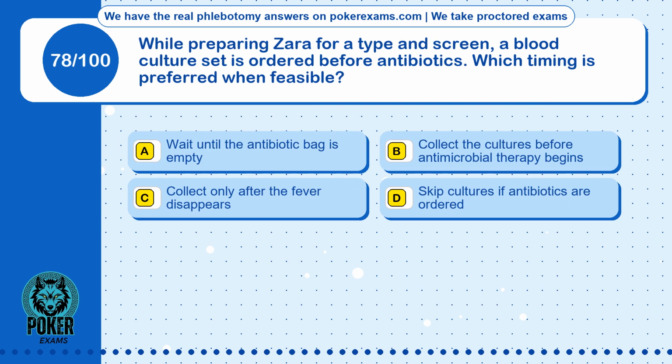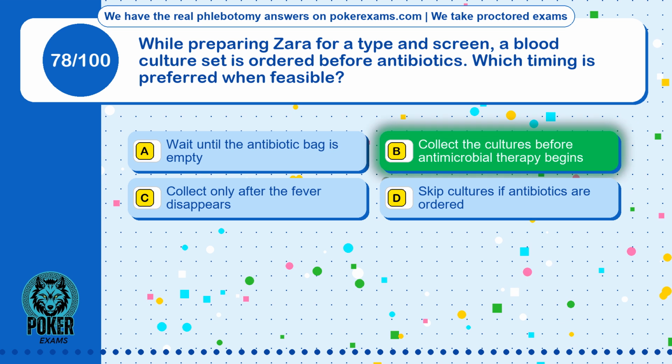Question 78. While preparing Zara for a type and screen, a blood culture set is ordered before antibiotics. Which timing is preferred when feasible? Option A. Wait until the antibiotic bag is empty. Option B. Collect the cultures before antimicrobial therapy begins. Option C. Collect only after the fever disappears. Option D. Skip cultures if antibiotics are ordered.